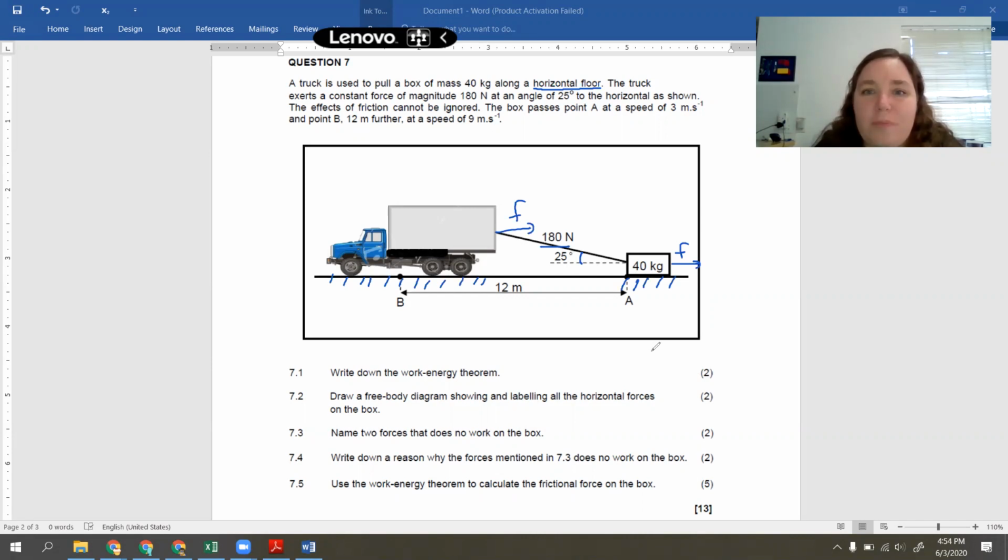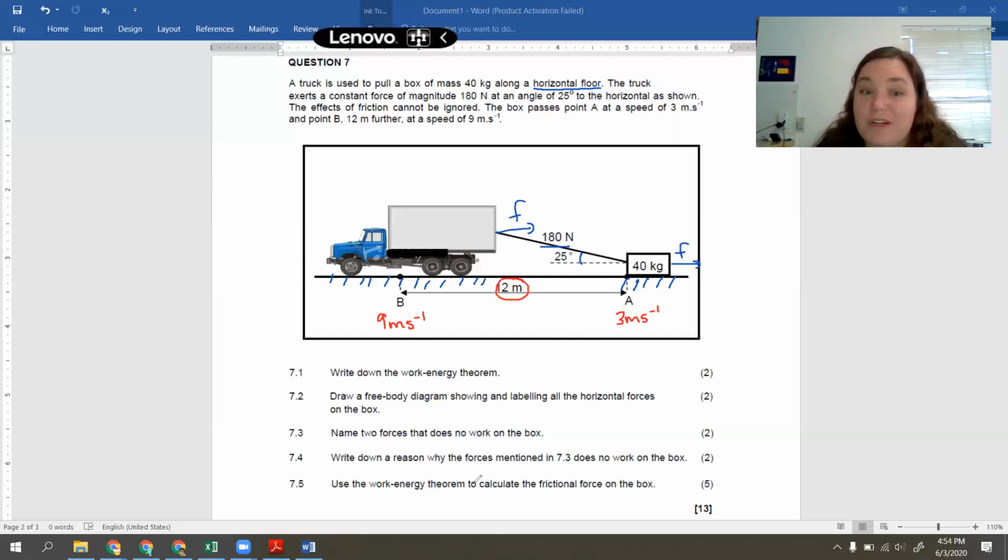The box passes point A at a speed of 3 meters per second. And at point B, which is 12 meters further on, it's at a speed of 9 meters per second. This means that the force of the engine is going to be bigger than the other forces that are acting in the opposite direction because we're accelerating. All right, so we're going to do some of these very quickly because they shouldn't take you a very long time.